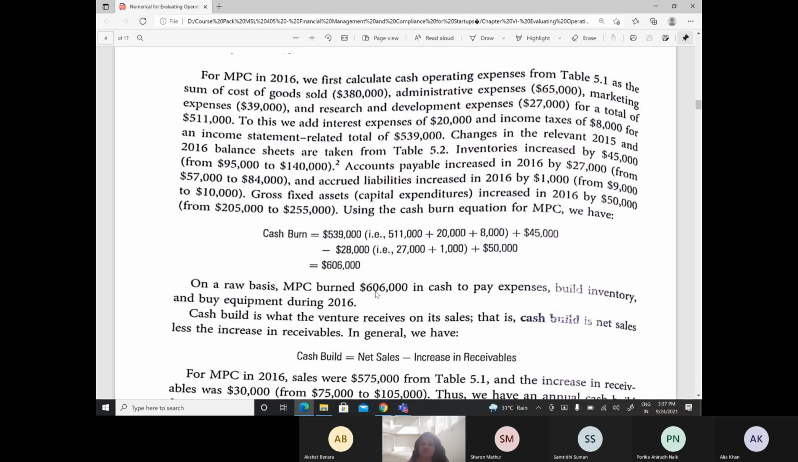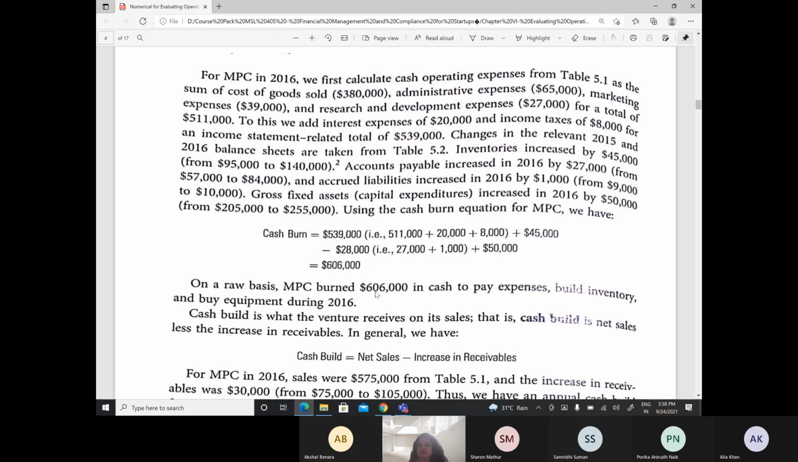Changes in the relevant 2015 and 2016 balance sheets are taken from table 5.2. Inventories increased by 45,000 from 95,000 to 140,000. Accounts payable increased in 2016 by 27,000 from 57 to 84,000, and accrued liabilities increased in 2016 by 1,000, that is from 9,000 to $10,000. Gross fixed assets or capital expenditure increased in 2016 by 50,000 from $205,000 to $255,000.